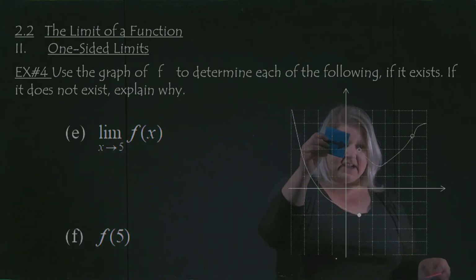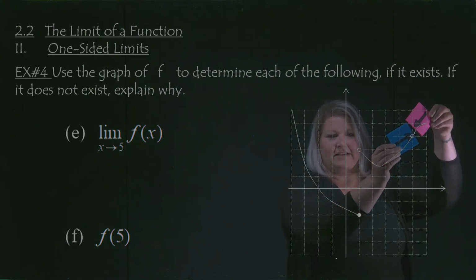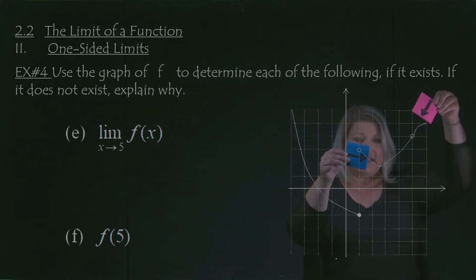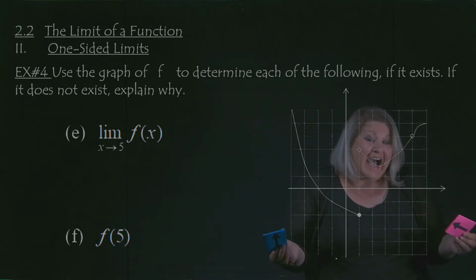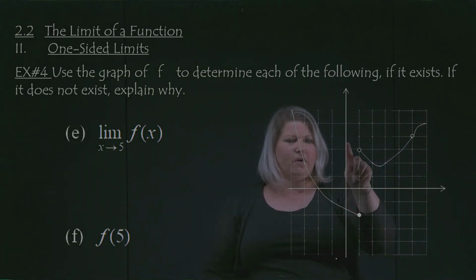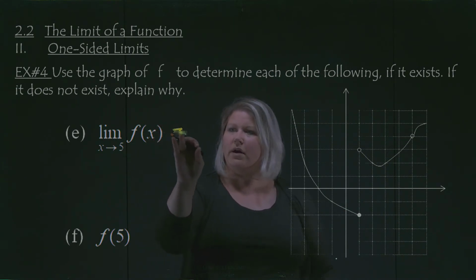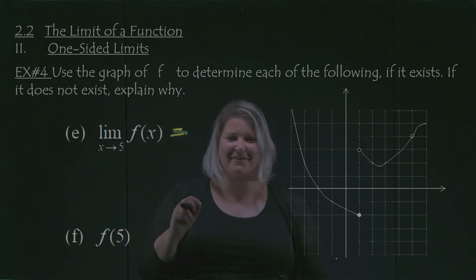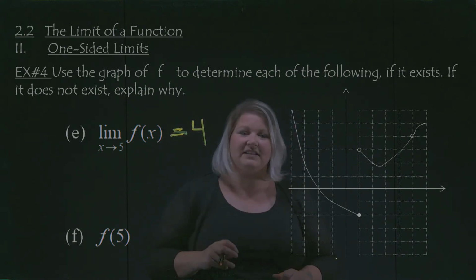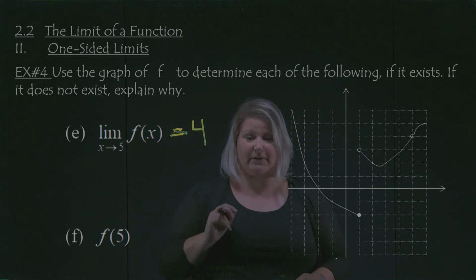So that means that the left-hand side has to be the same as the right-hand side. And are they? If I were to follow the path of f of x as x is approaching 5, do I see that they're the same? I do. They're approaching the same value, right? Okay, so this is 1, 2, 3, 4. So as x is approaching 5, the limit of f of x is equal to 4. That doesn't mean that f of x is equal to 4. It means the limit is equal to 4.